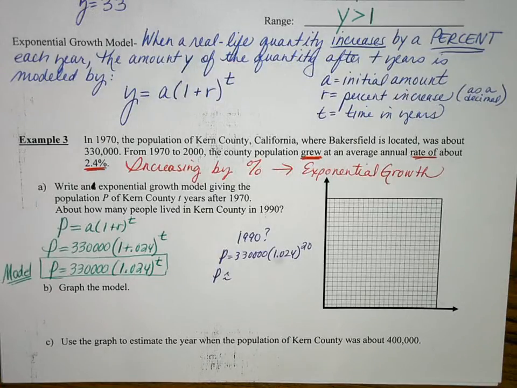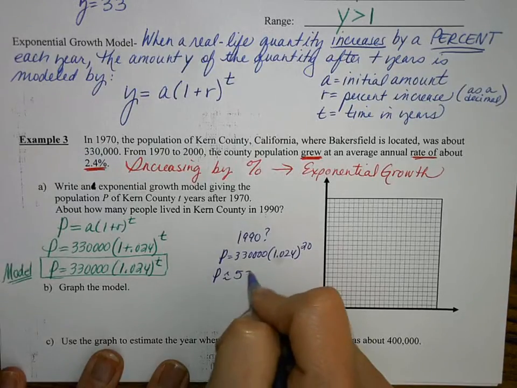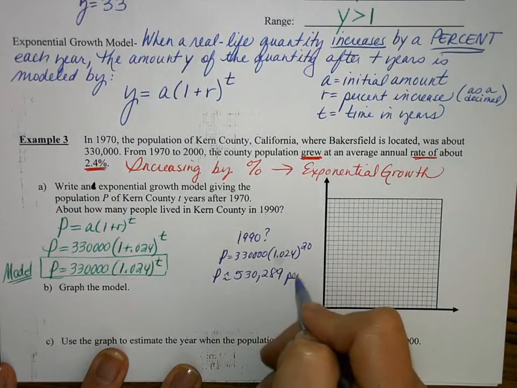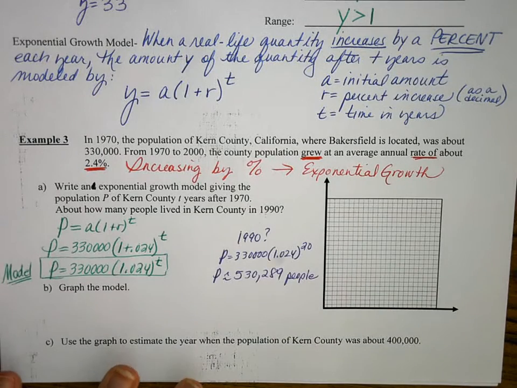Raise your hand. Does somebody have that? Jacob, do you have that? How many people were living there in 1990? About 530,289 people. Sounds good. Now, they want us to make the graph.